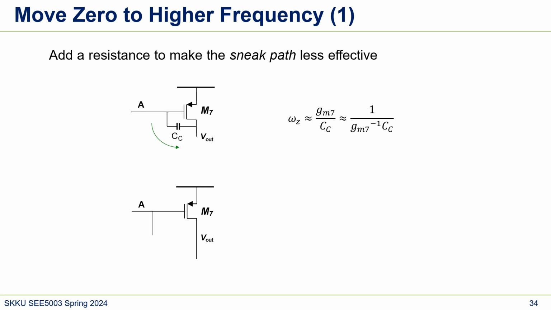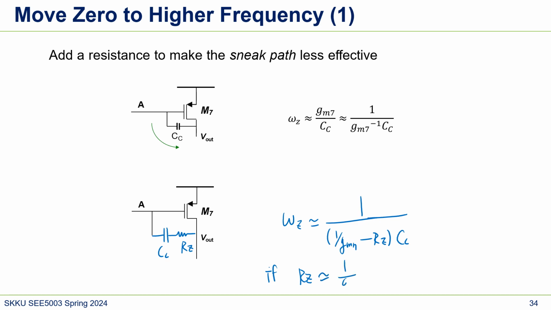So what we can do here is, there's a cap, and then we can add a resistor. So CC and a resistor, RZ. And if we just do some math, what happens is that the zero is at 1 over (1/gm7 minus RZ) times CC. So if we set RZ close to, of course we cannot make it exactly the same, if you make RZ close to 1 over gm7, then omega Z will go to infinity. I mean, ideally.